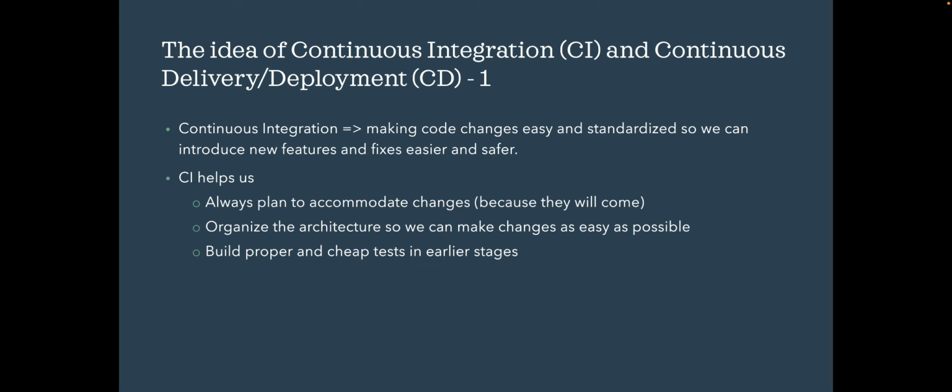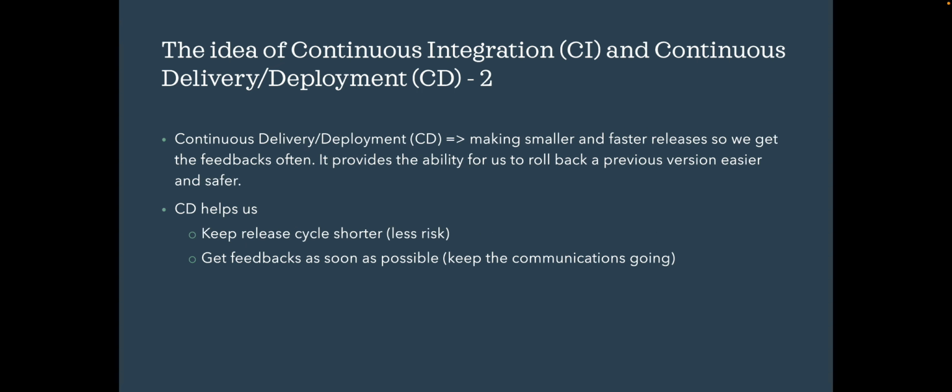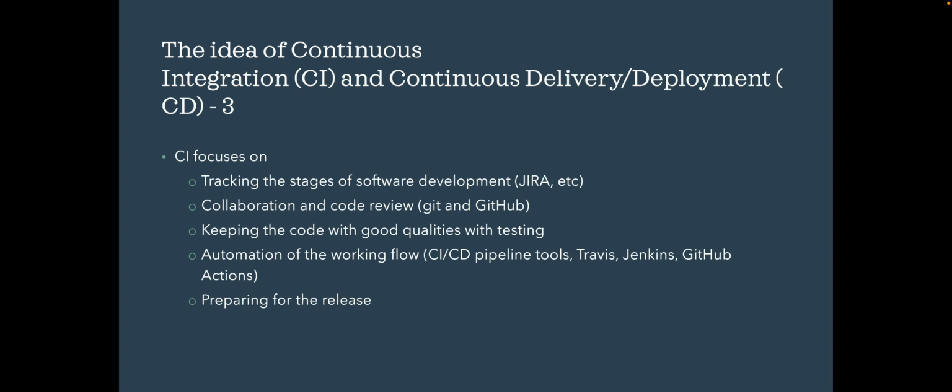CI stands for continuous integration, which means making the code change easier and standardized so we can introduce new features and fix things easier and safer. It helps us to accommodate changes, organize our code, and build proper and cheaper tests. CD stands for continuous delivery or continuous deployment. That lets us do smaller and faster releases so we can get feedback sooner rather than later. It helps to keep the release cycle shorter and to get feedback from our stakeholders as soon as possible.